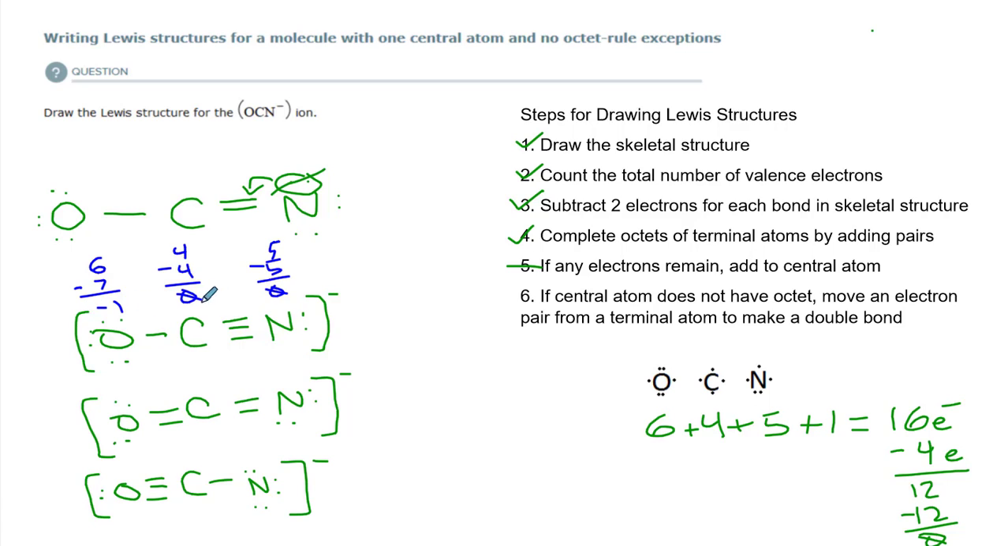Now the sum of the formal charges has to add up to the charge on the overall molecule, which is a polyatomic ion with a -1 charge. So our formal charges are -1 on the oxygen, 0 on the carbon, and 0 on the nitrogen. That adds up to -1, so we're good.